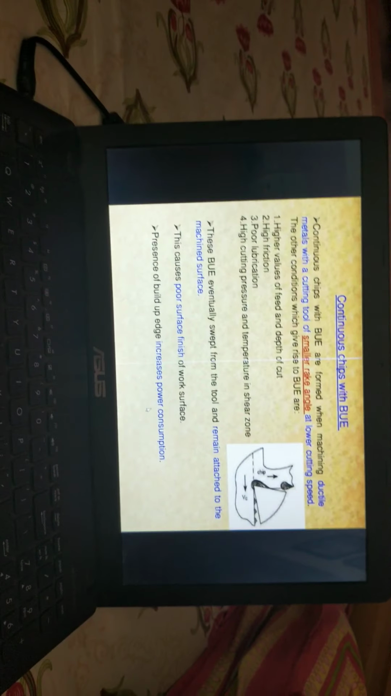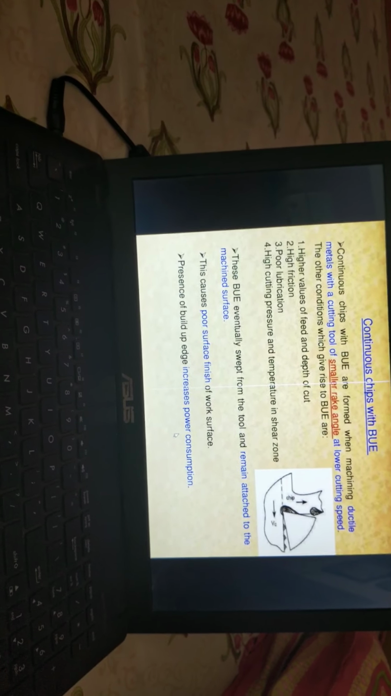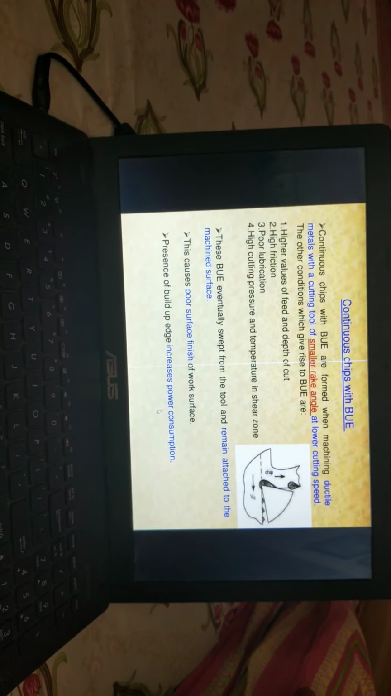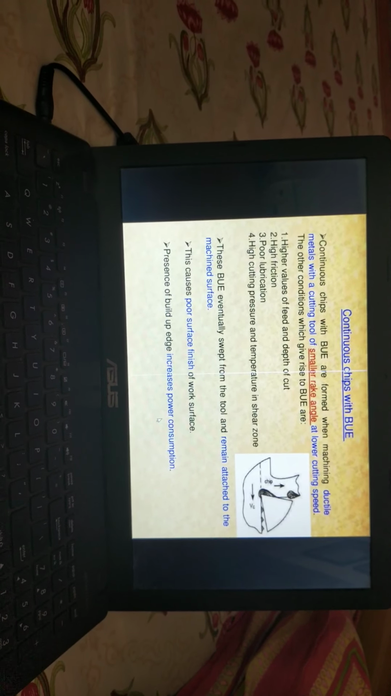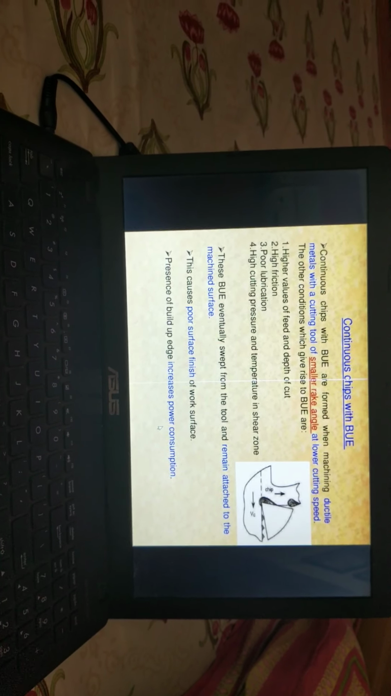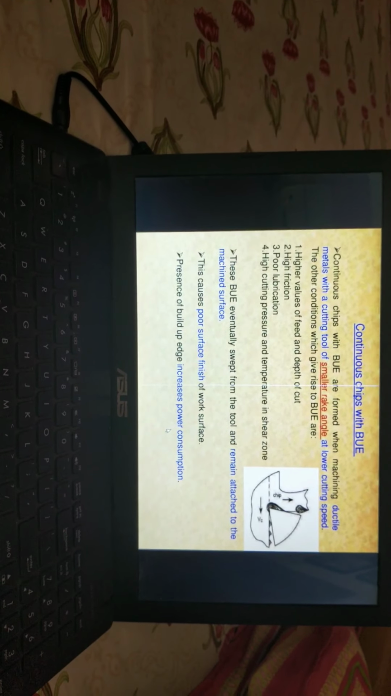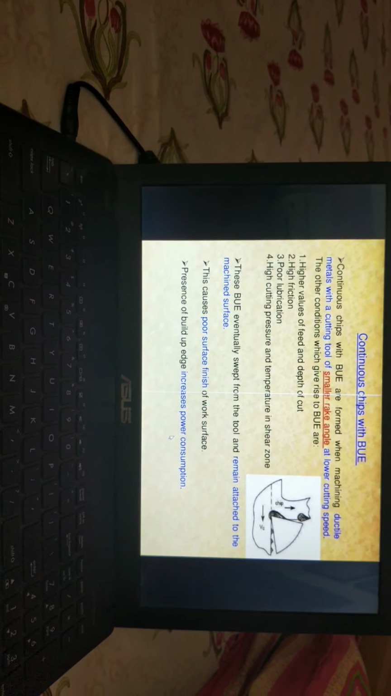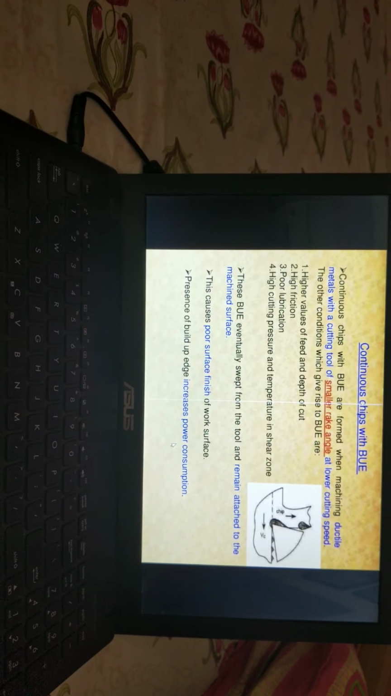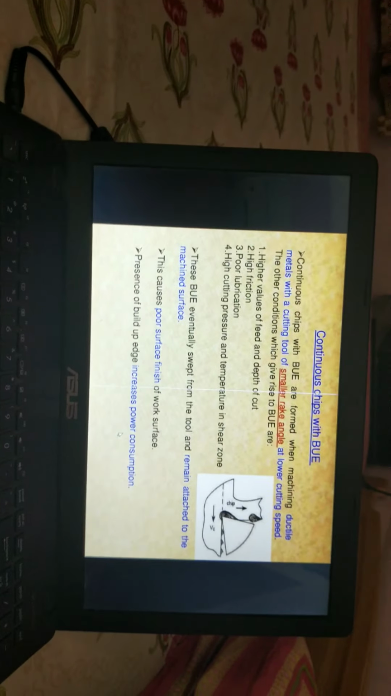And the third one is continuous chips with built-up edges. Continuous chips with built-up edges are formed when machining ductile metals with a cutting tool of small rake angle and low cutting speed. The conditions which give rise to BUE are high values of feed and depth of cut, high friction, high cutting pressure and temperature in the shear zone. These BUE are eventually swept from the tool and remain attached to the machined surface. This causes poor surface finish of the work surface. Presence of built-up edge increases the power consumption.